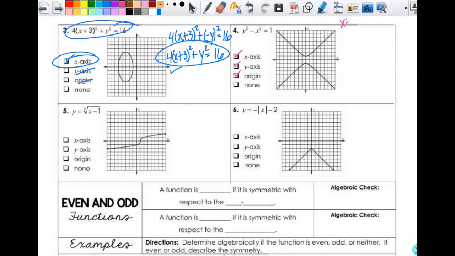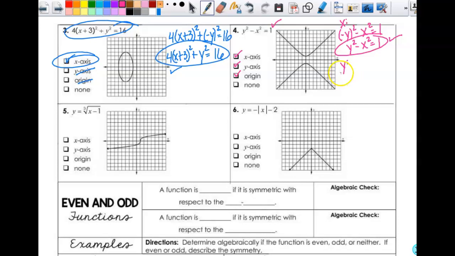So to test x-axis, I substitute in a negative y. So negative y squared minus x squared equals 1. Gives me y squared minus x squared equals 1. So that one works, right? And then I know some of you are already thinking, well, I can tell that the other ones are going to work. That's fantastic. However, it says to confirm it algebraically, so you have to write it down.